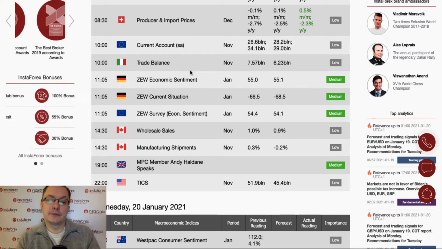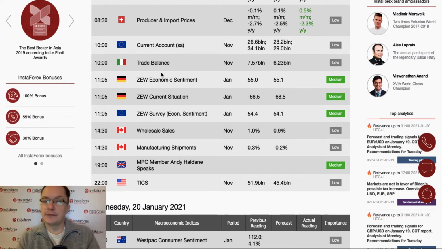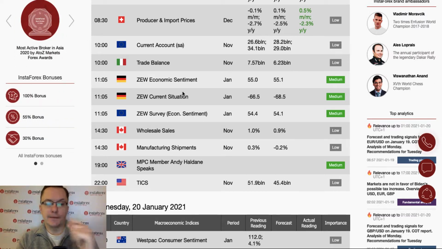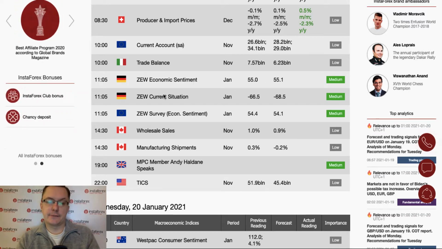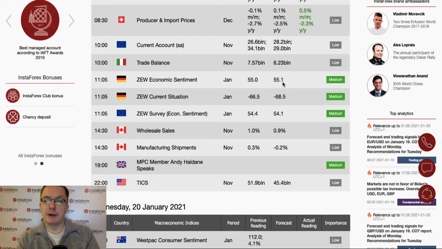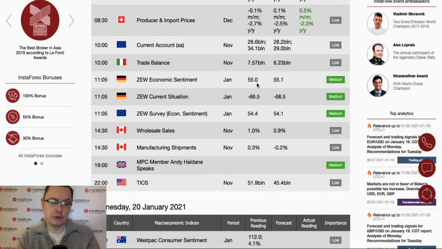The key data from today during the London session are again from Germany. At 11 a.m. there is a ZEW economic sentiment and current situation survey data scheduled for release. And as you can see, we got those data from Germany and then from the whole Eurozone. So it looks like the economic sentiment doesn't really improve here. The forecast is 55.1 while the last reading was 55. So no big difference here.